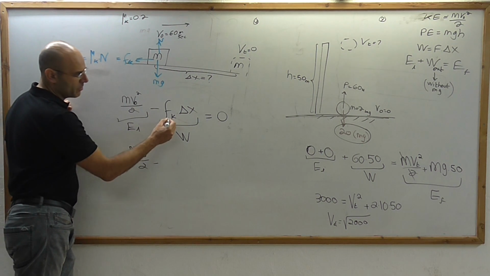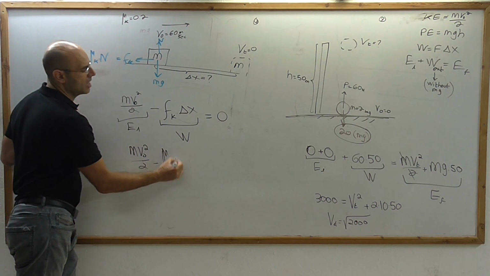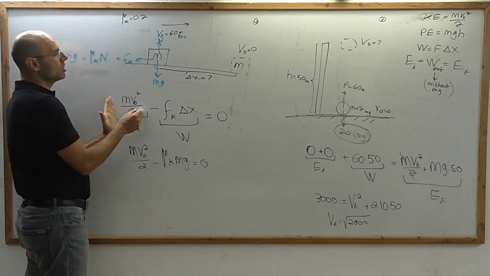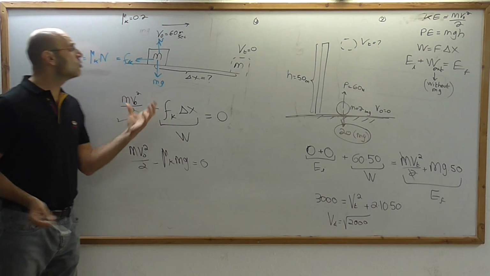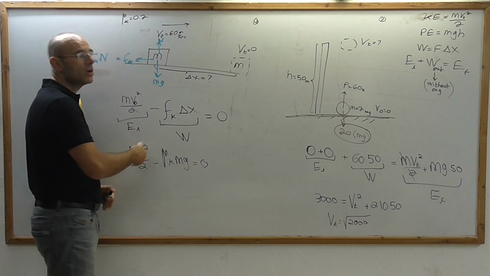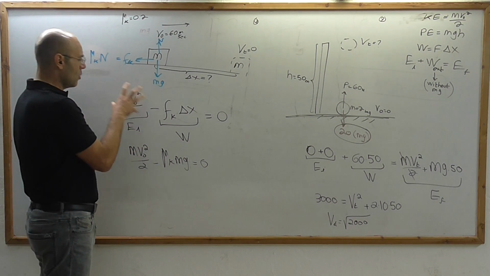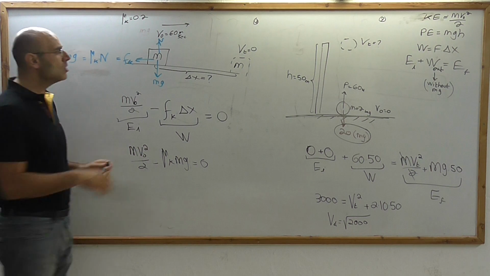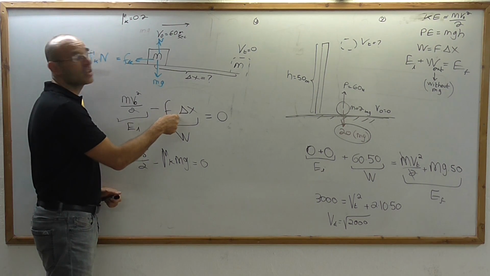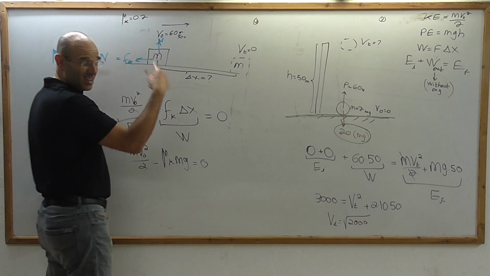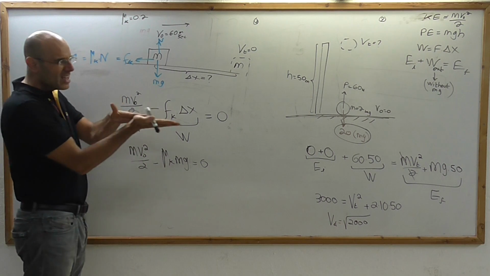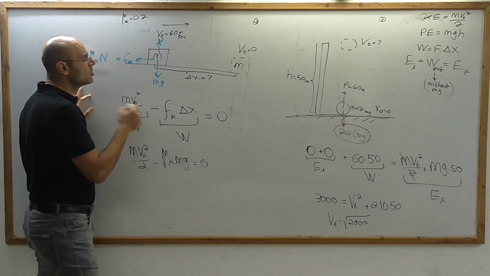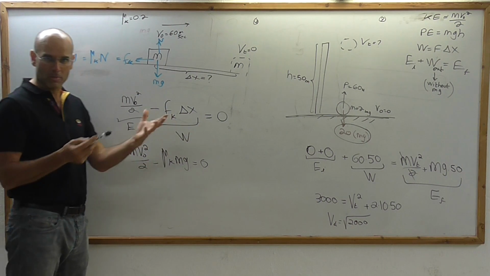Which means that m v0 squared over 2 minus, instead of F kinetic I can write mu kinetic mg delta x, equals 0. What does it really mean? It means that all the kinetic energy of the mass was taken by the friction, the work of the friction force. All this velocity, all this kinetic energy, was converted into another energy. The kinetic friction force rubs with the surface, it makes heat. So all the kinetic energy is turned into heat energy, probably, or something like that.